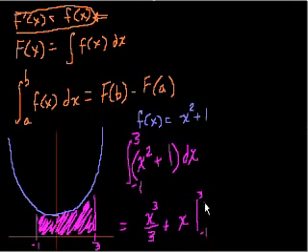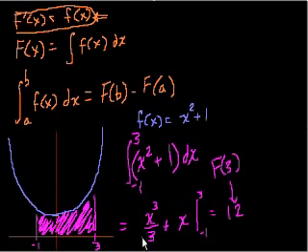You figure out the antiderivative and you say where you're going to evaluate it, and then this is equal to... So if I evaluate 3, 3 to the third power is what? That's 27. 27 divided by 3 is 9, and then 9 plus 3 is 12. Right? This is just big F of 3, because I figured out the answer.